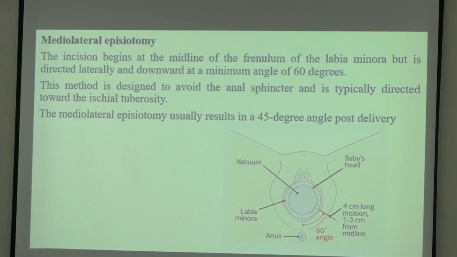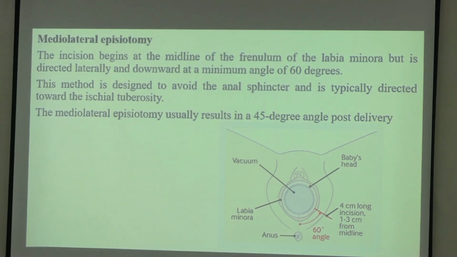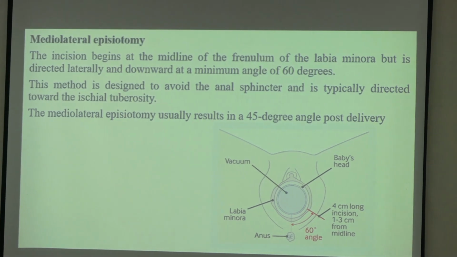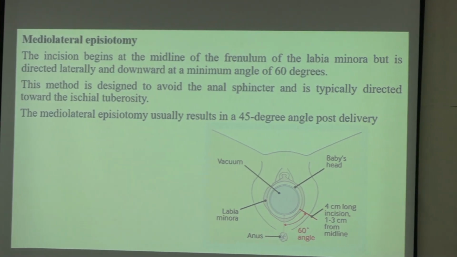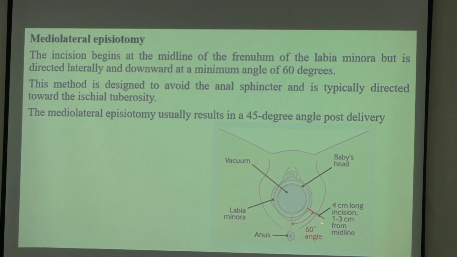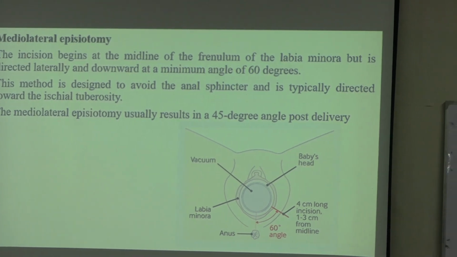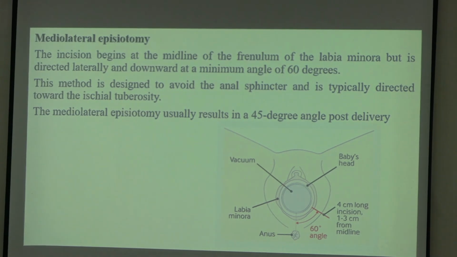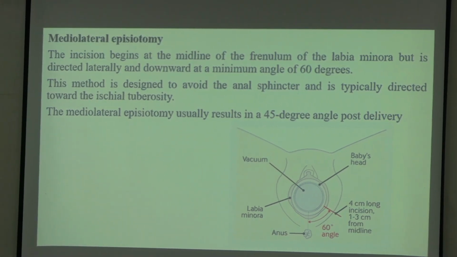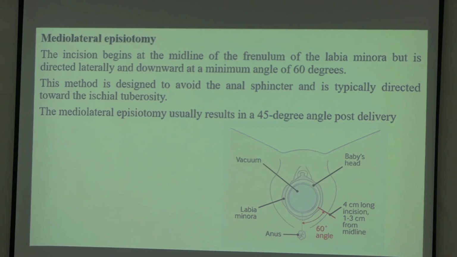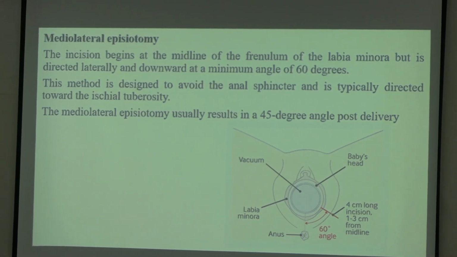Now what happens? The incision begins at the midline of the frenulum, but it is directed laterally downwards at an angle of 60 degrees. As you can see, the incision starts and then goes laterally downwards. So this will avoid the anal sphincter and is directed towards the ischial tuberosity. The structure which can get damaged will be spared in the case of the mediolateral episiotomy.